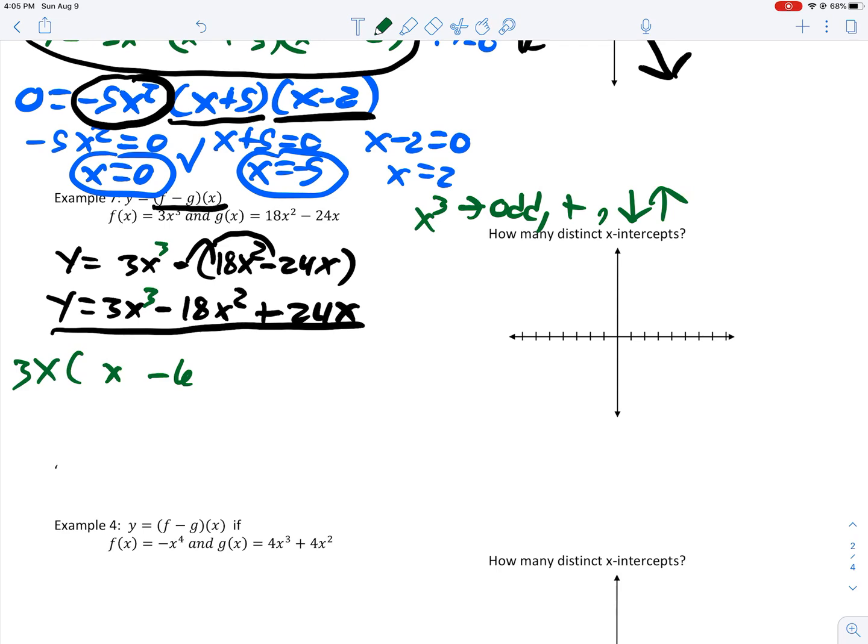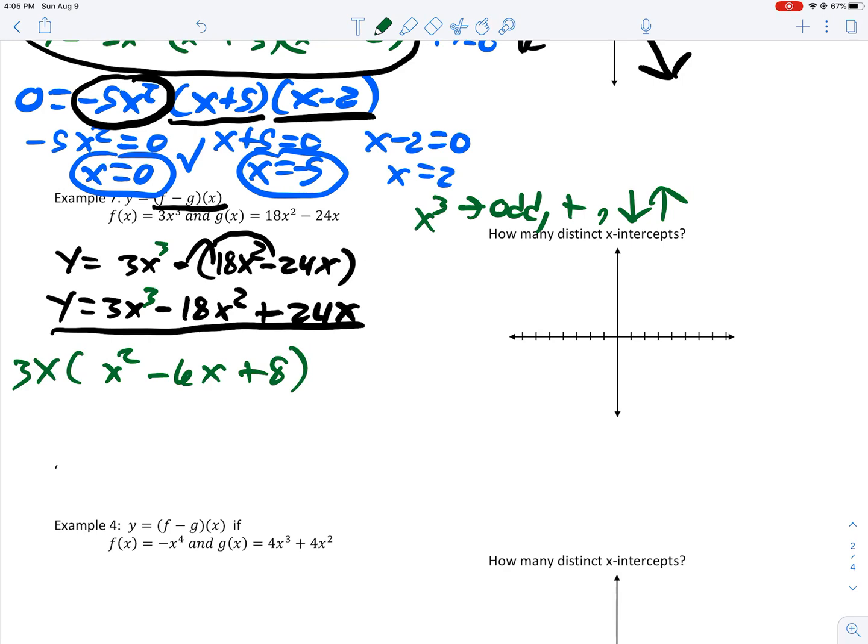Okay, so we can still take out a 3x, but this would be x squared minus 6x plus 8. I was going to say, our math was going to get real interesting right there with an x to the fourth and x. Okay, so it was x cubed. I do apologize about that.